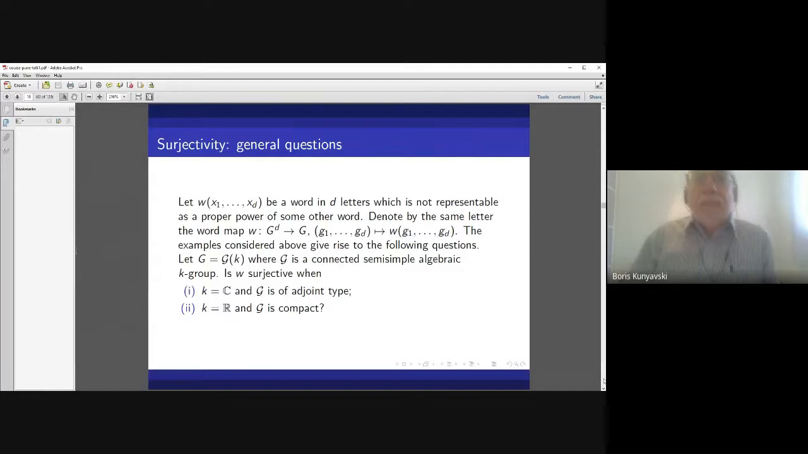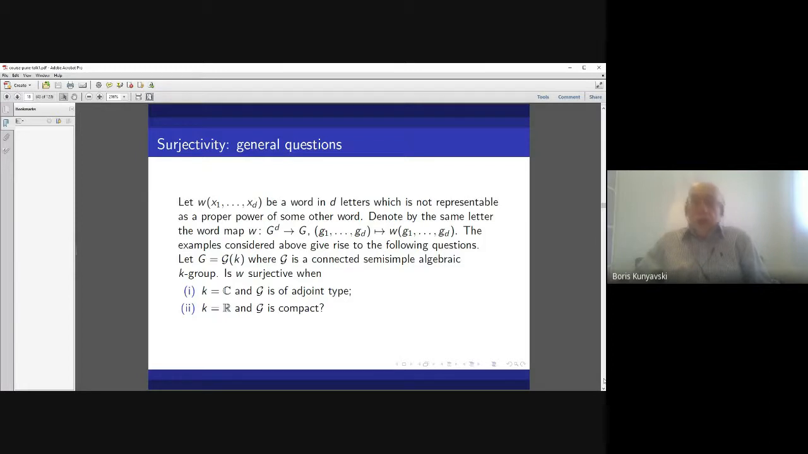Now I reformulate my questions in a little more highbrow language, and I'm going to introduce the object which appeared in the title of my series of lectures. What is a word map? So I fix a word in d letters as before. Well, let's assume for a moment that it's non-trivial in the following sense, that it is not a proper power of some other word. And let's denote by the same letter W the evaluation map.